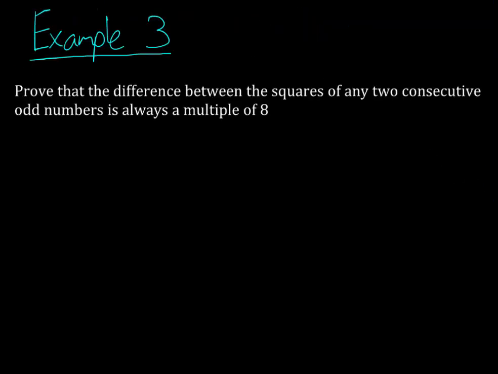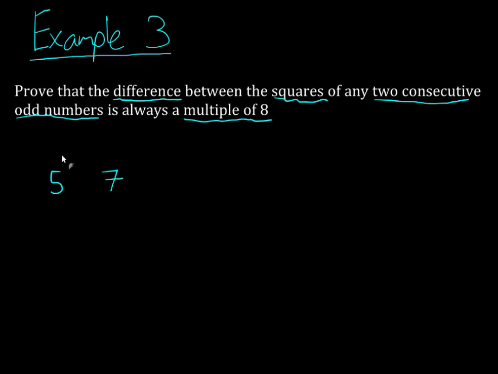Example number 3. So here we have: prove that the difference between the squares of any two consecutive odd numbers is always a multiple of 8. So again, we're looking at square numbers and two consecutive odd numbers, so we know how to write those. Looking at the difference between them, and it needs to be a multiple of 8. So I didn't do this last time, but let's start off by just trying it and see what happens. So let's pick two consecutive odd numbers. Let's try 5 and 7, consecutive odd numbers.